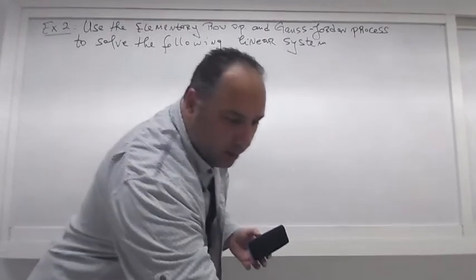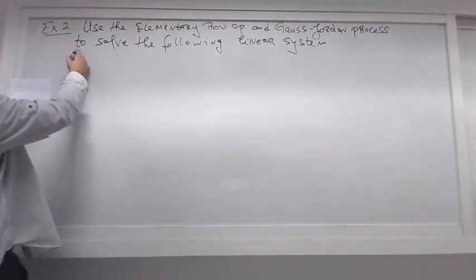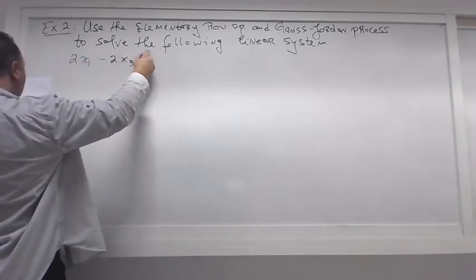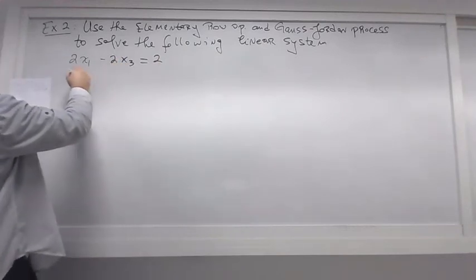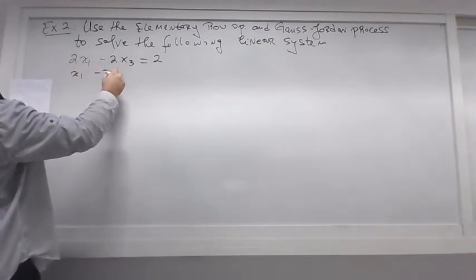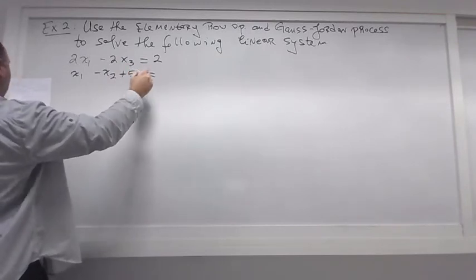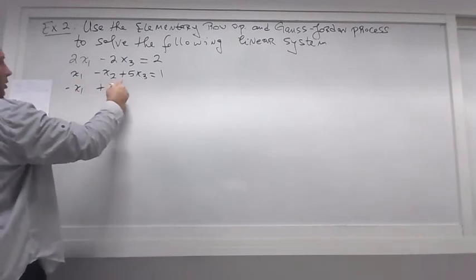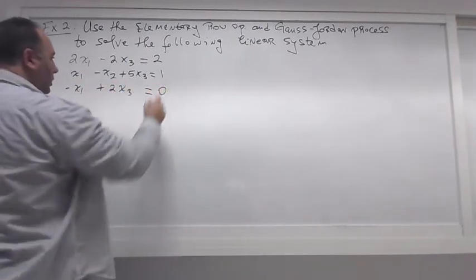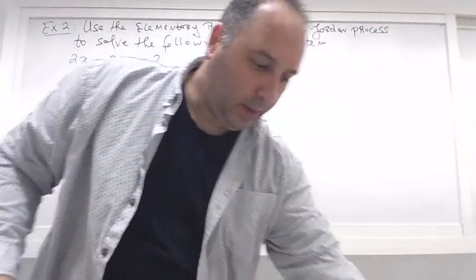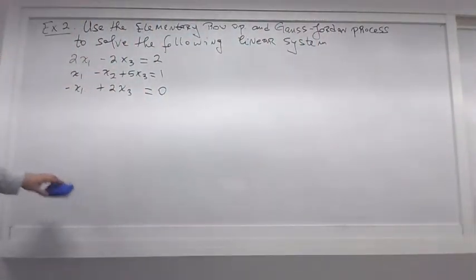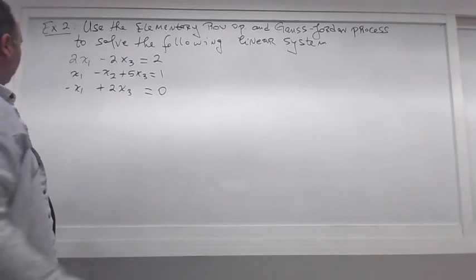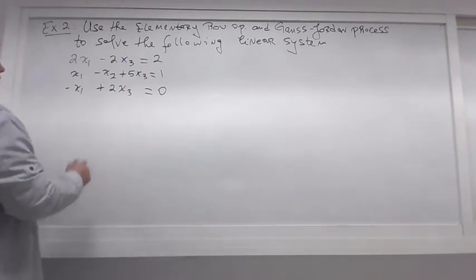Okay, so what's my linear system? I have 2 times x1 minus 2 times x3 equal to 2, and then x1 minus x2 plus 5 x3 equal to 1, and then minus x1 plus 2 x3 equal to 0. Well, if you compare this system with the previous one, the only difference is the coefficient here. Here the coefficient is 2, in the previous one it was 1. Everything else is the same.